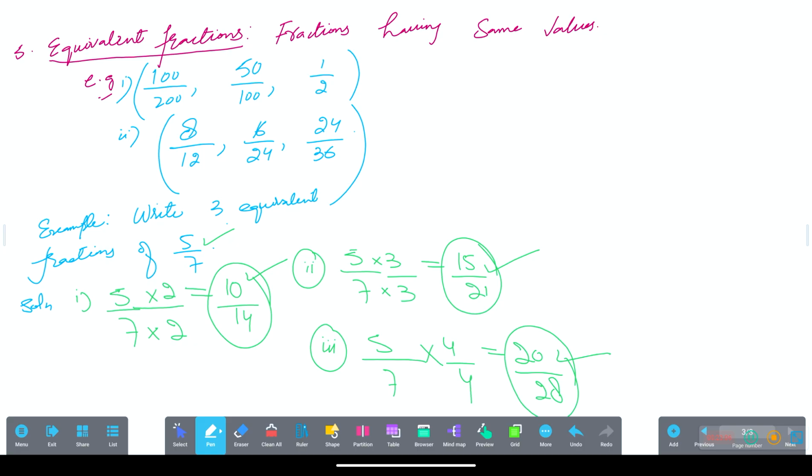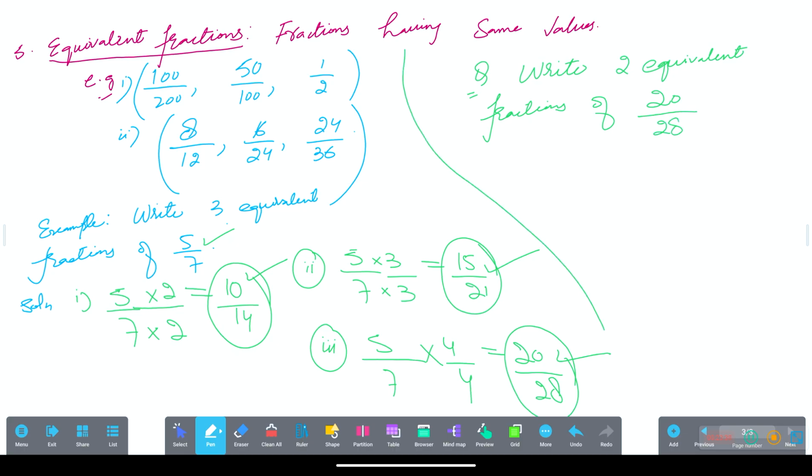But I told you it can be done by division also. For division, let me come back. Now one more question. I am writing, write 2 equivalent fractions of, I will take the same one, 20 by 28. Now there is a fraction here and it is not in the simplest form. That is, its cancellation is possible. Whenever the cancellation is possible, both methods are applicable. You can find the 2 equivalent fractions by multiplication as well as by division.